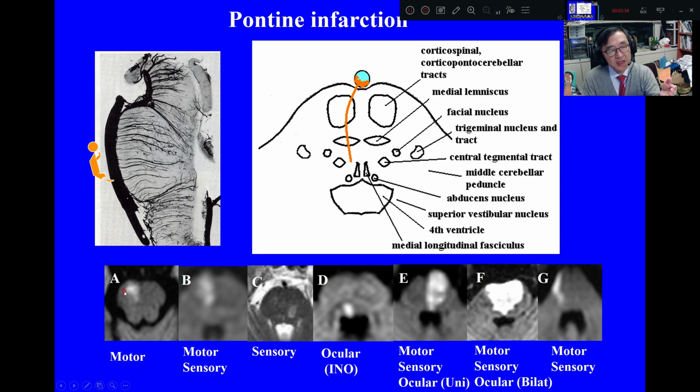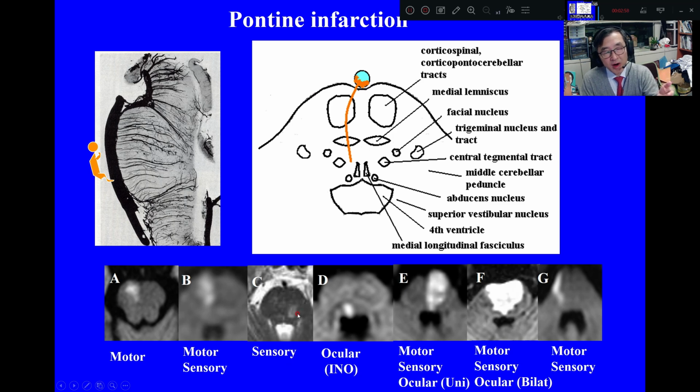If it extends a little bit dorsally so as to involve the sensory fibers, then it will lead to sensorimotor disturbances. If the lesion is located in the dorsal midline or dorsal area in isolation, then it may involve the sensory tract, leading to predominantly hemisensory symptoms in these patients.